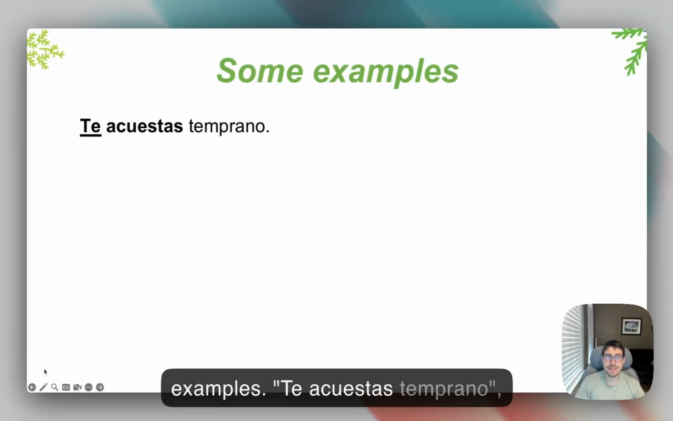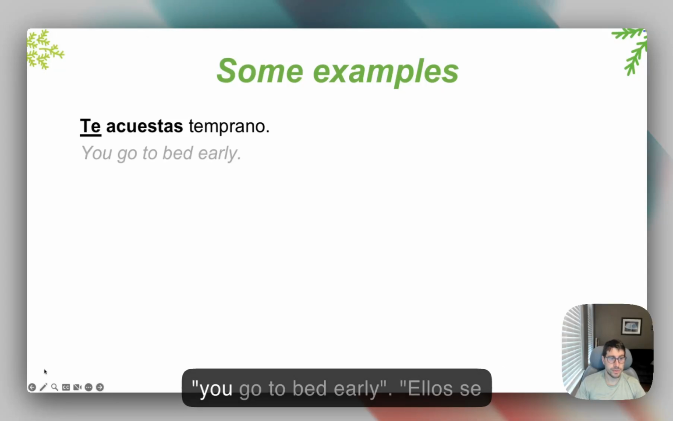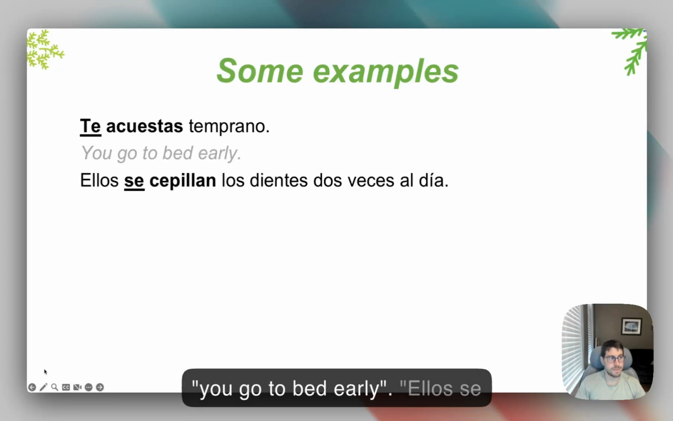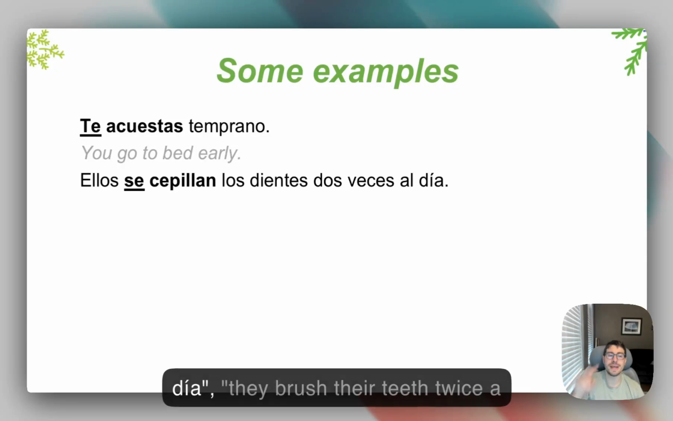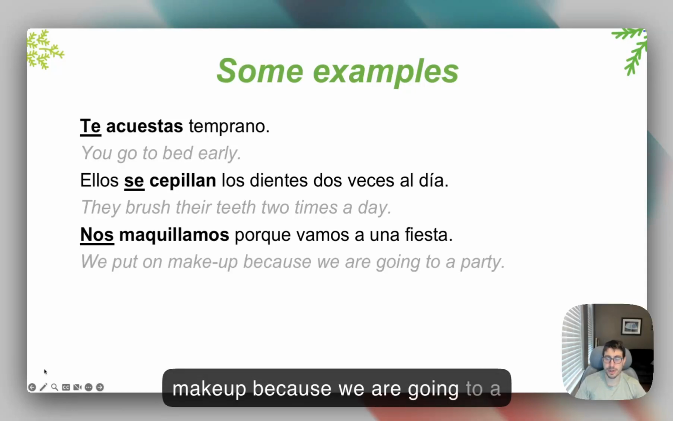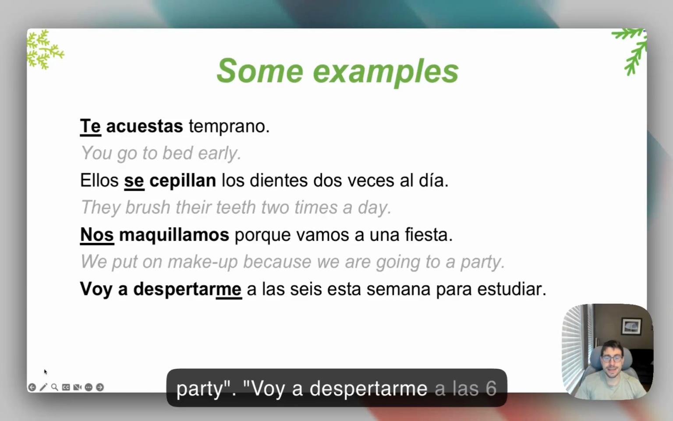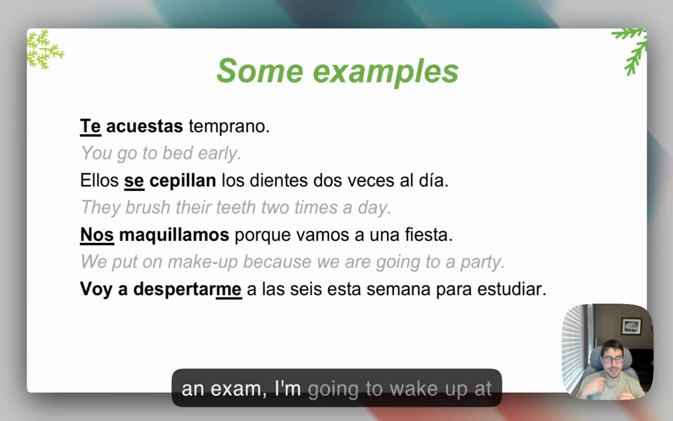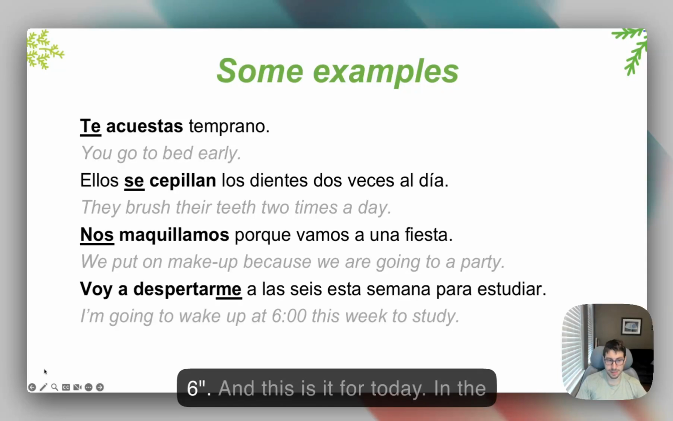Just a few more examples. Te acuestas temprano. You go to bed early. Ellos se cepillan los dientes 2 veces al día. They brush their teeth twice a day. Nos maquillamos porque vamos a una fiesta. We put on makeup because we're going to a party. Voy a despertarme a las 6 esta semana para estudiar. I have an exam. I'm going to wake up at 6.